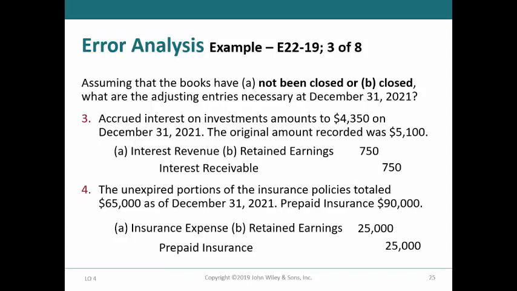Next, we originally paid $90,000 in prepaid insurance. The unexpired portion at December 31st, 2021 was $65,000. To adjust prepaid insurance, we would debit insurance expense if the books are open, or retained earnings if closed, for the expired portion of $25,000. The credit would be to prepaid insurance.